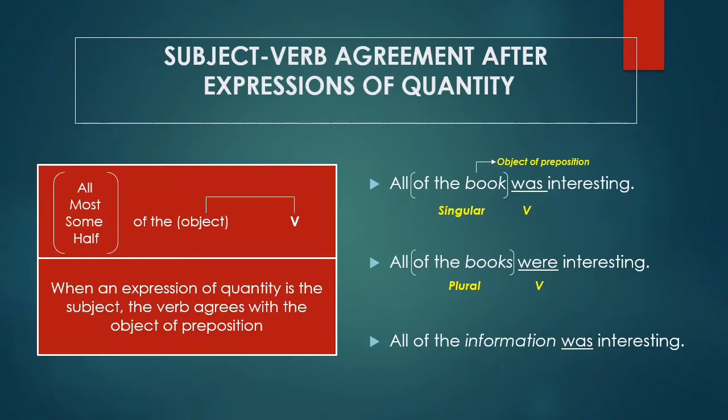Dalam kalimat ini, all of the information merupakan singular, karena object of preposition information merupakan uncountable. Maka, verbnya menggunakan was untuk singular.